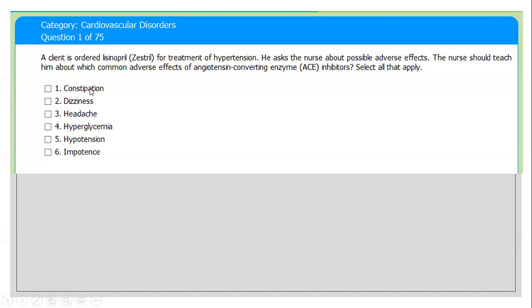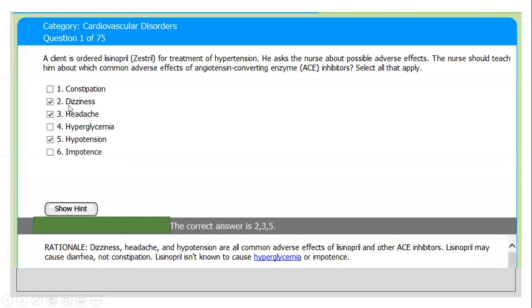Number one, constipation, dizziness, headache, hyperglycemia, hypotension, and impotency. So the correct answer here: dizziness, headache, and hypotension.